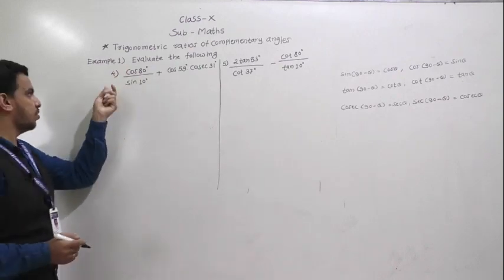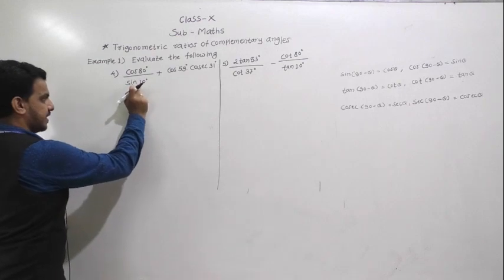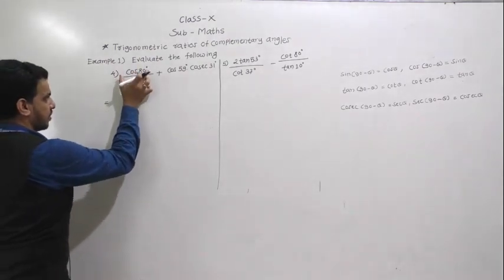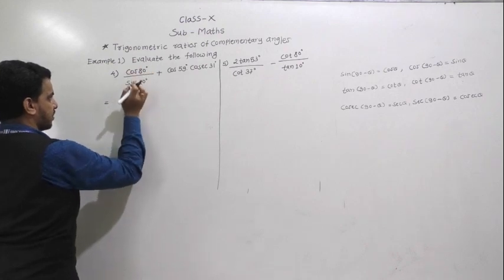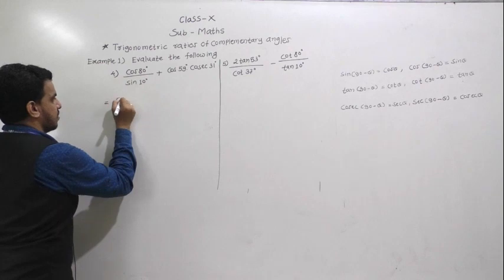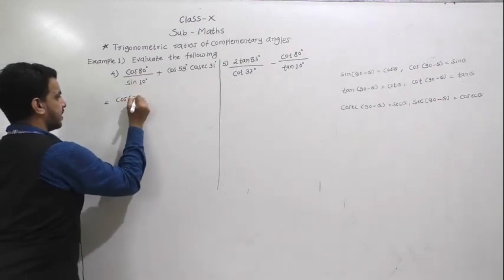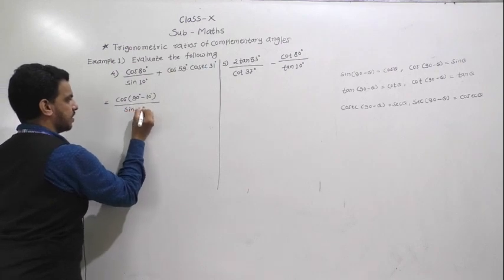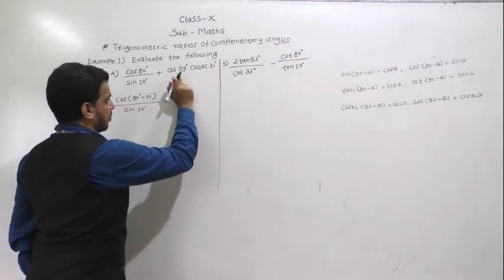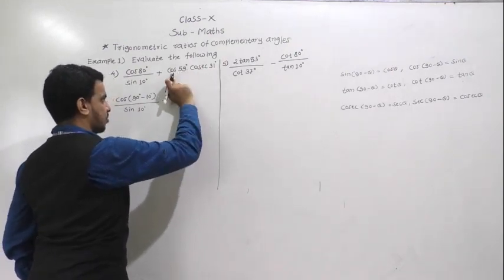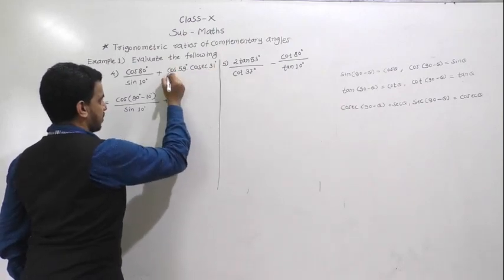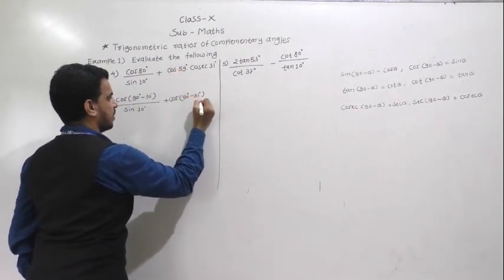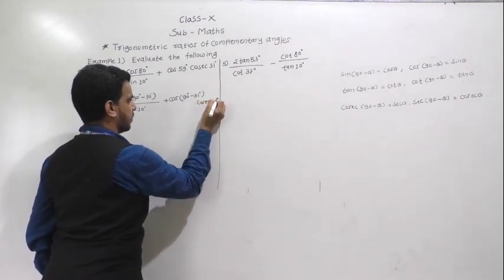Next one, same question, evaluate the following: cos 80 divided by sin 10 degree plus cos 59 degree into cosec 31 degree. Now again the same. Here it is a fraction, so either change cos 80 or sin 10. Here I am changing cos 80 degree. So cos 80 degree we can write as 90 degree minus 10 degree, divided by sin 10 degree as it is, plus again cos 59 degree and cosec 31 degree. Change either cos 59 degree or cosec 31 degree. Here I am writing cos 59 degree as cos of 90 minus 31 degree, into cosec 31 degree kept as it is.